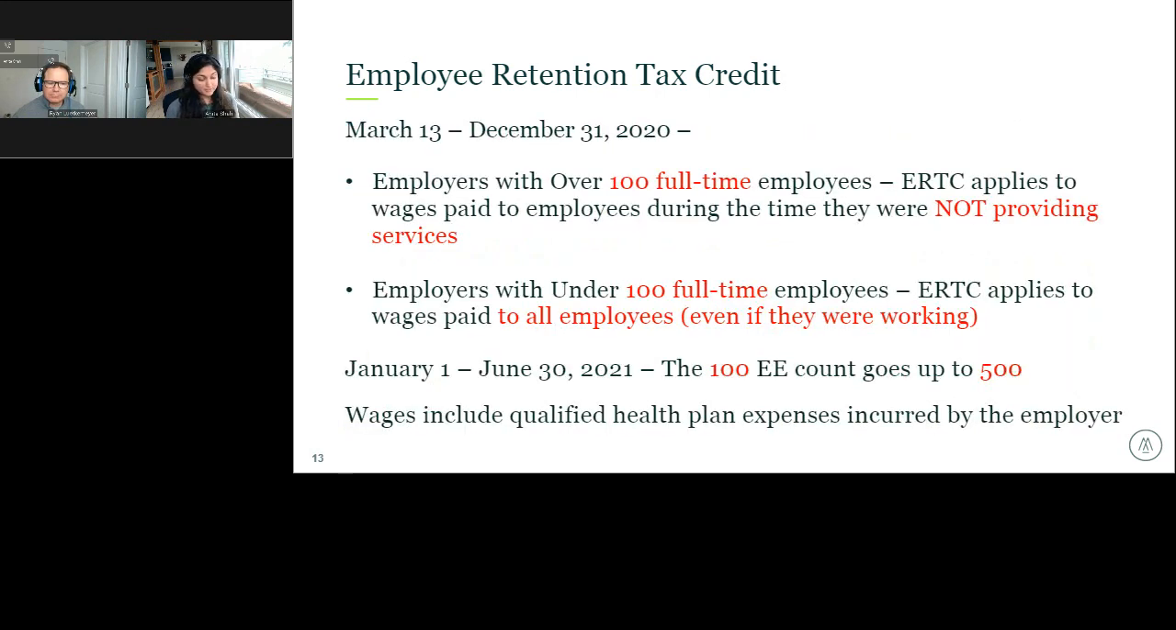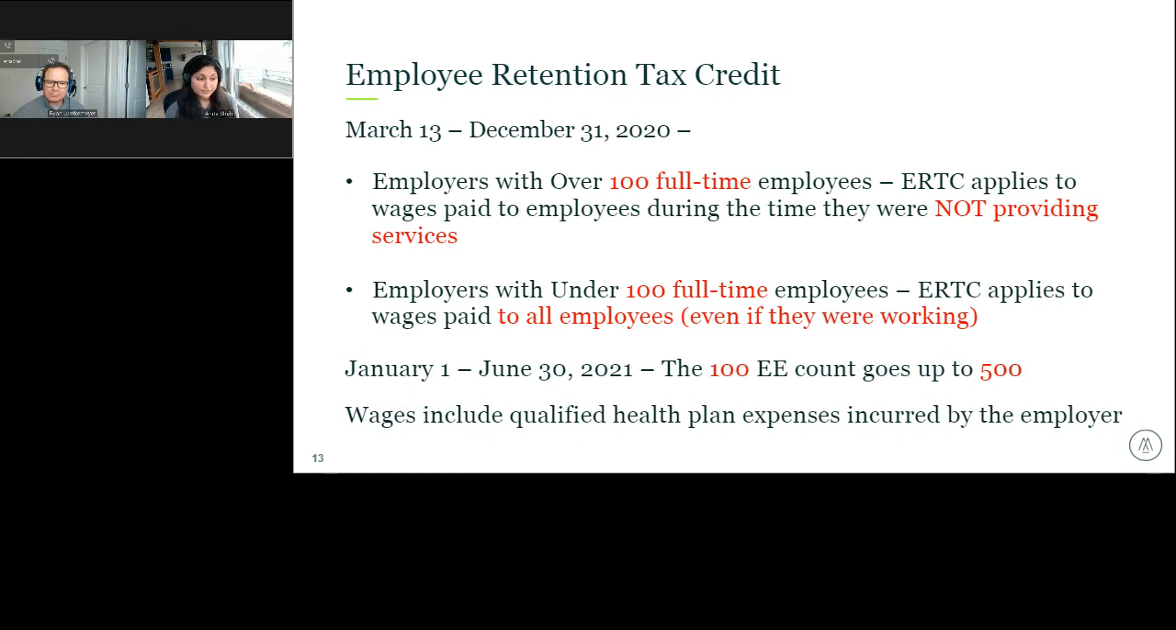From March 13th of 2020 to the end of 2020, tribal governments and tribal entities with over 100 full-time employees can apply for the tax credit if those employees were paid wages at a time they were not providing services. For example, wages paid to employees who were asked to stay home due to shelter-in-place orders, or who were unable to work or telework, or if administrative leave was paid to employees and they were not working, or even furloughed employees who still received health plan benefits from the employer. So if you have over 100 full-time employees, this is the criteria.